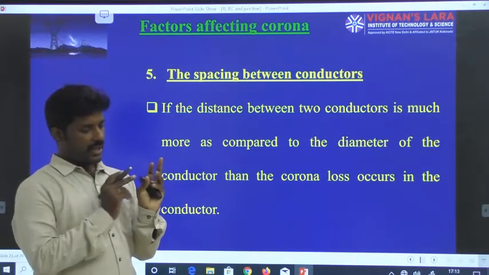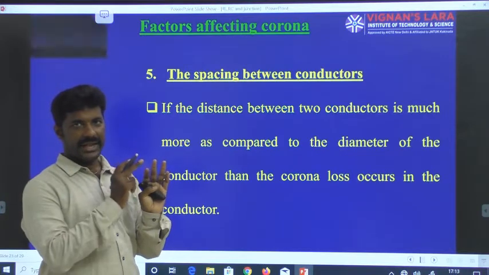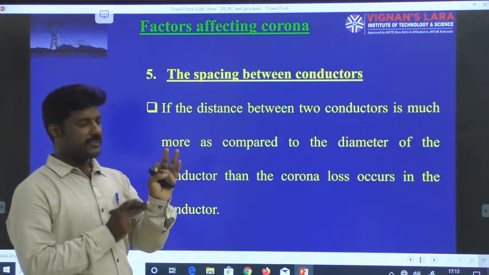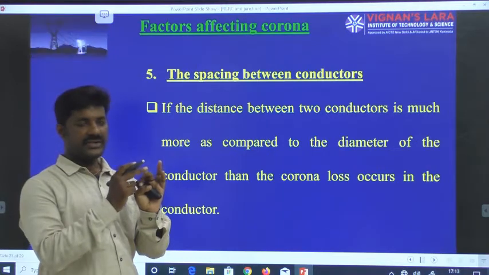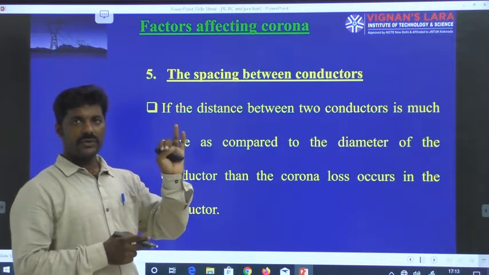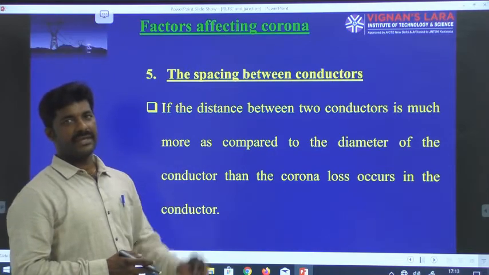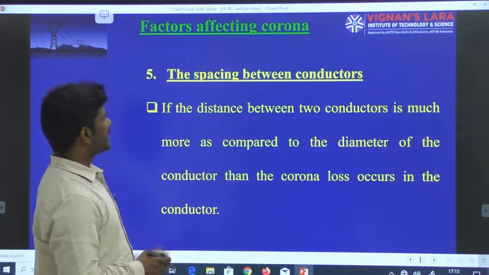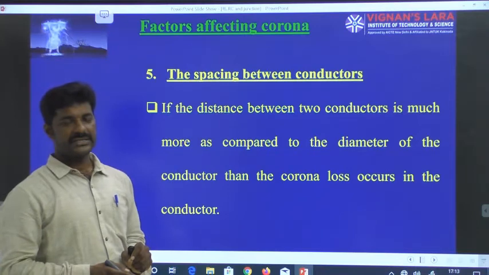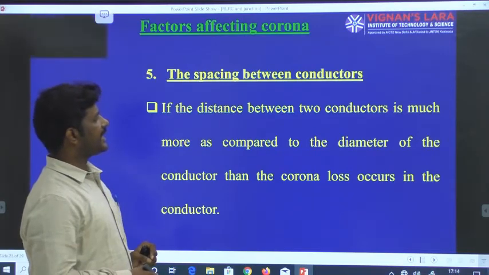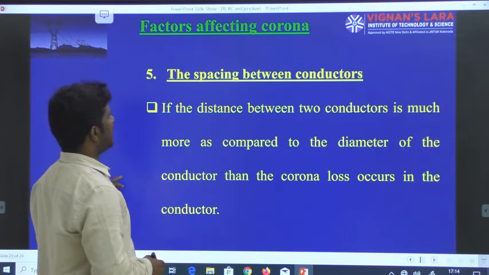So in total, there are five factors which affect the corona. They are the effect of the system voltage, the spacing between the conductors, the surface of the conductor, the air density factor, and the diameter and spacing of the conductors on the transmission line.